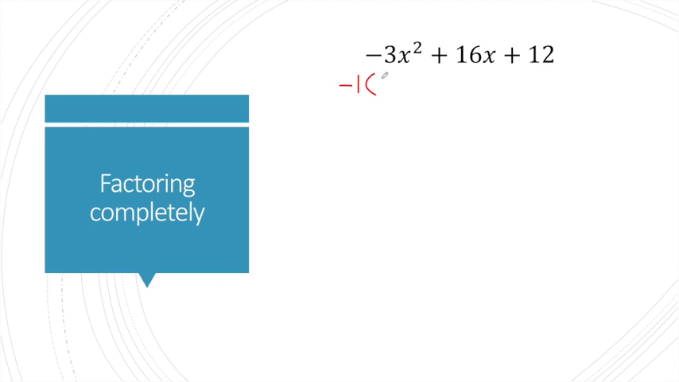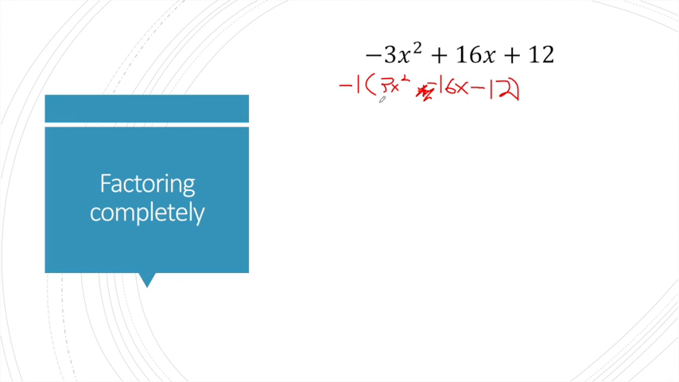That'll leave me with -1 times 3x squared plus 16x. Now wait, I made a mistake here, right? I pulled out a factor of -1, so I need to switch the sign. So instead of plus, it's going to be minus 16x minus 12, because when we pull out that negative, it changes the sign.